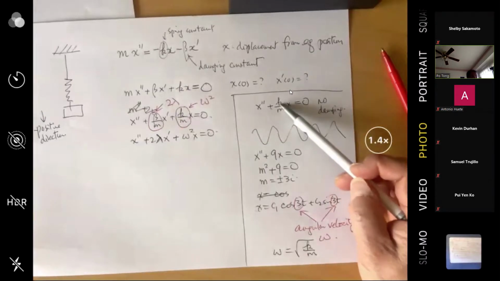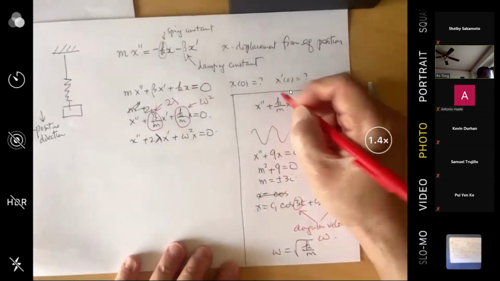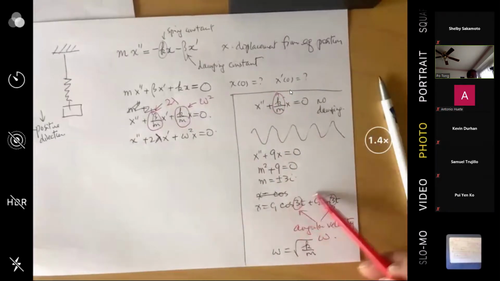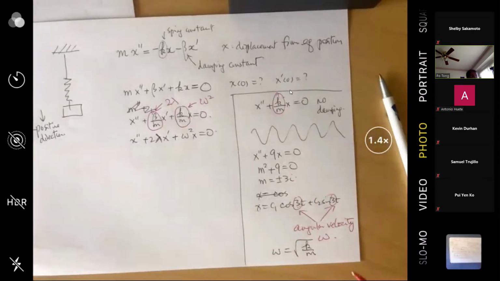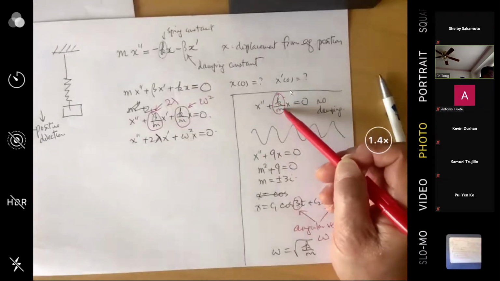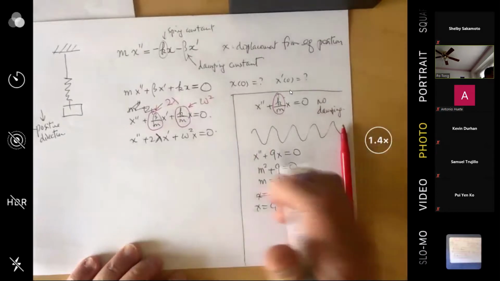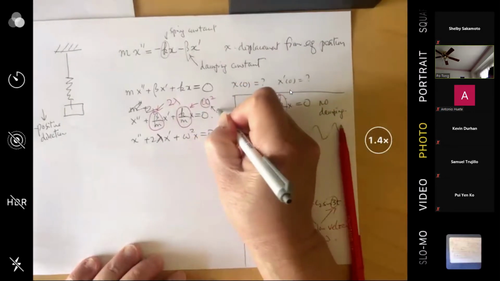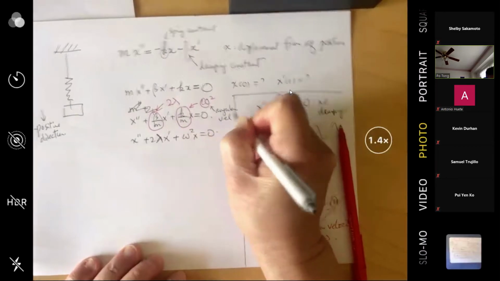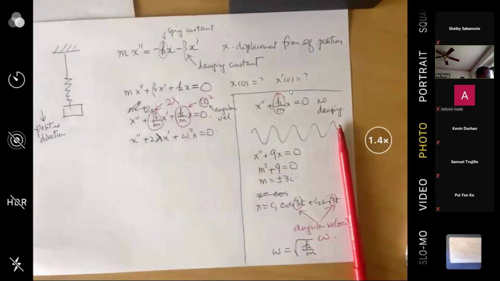If I change this guy to 16, I will have cosine 4t, sine 4t, right? What happens if I change this to 25? What would this be? 5. It would be 5. So it's always the square root of this. So the angular velocity is the square root of this, and this guy is the angular velocity. And that's why they write it as omega squared.